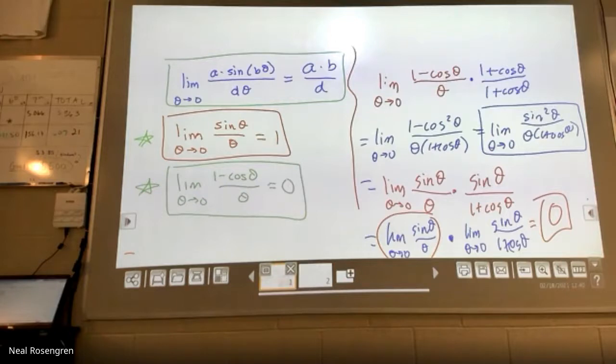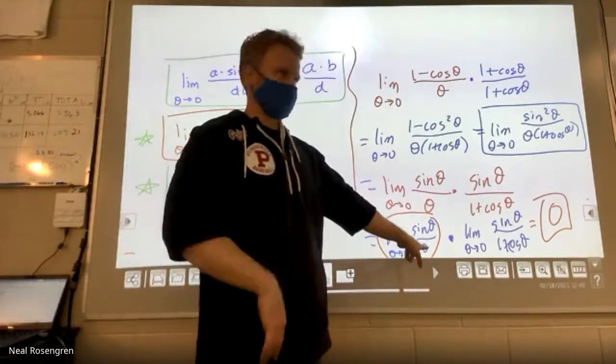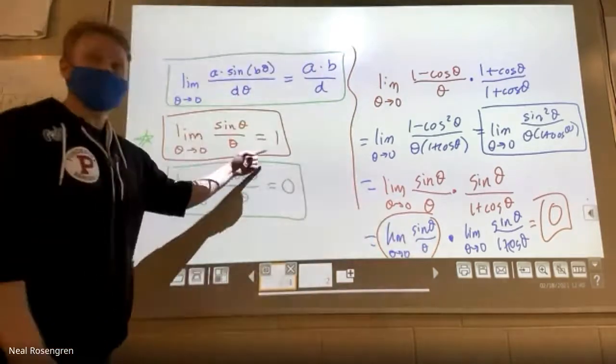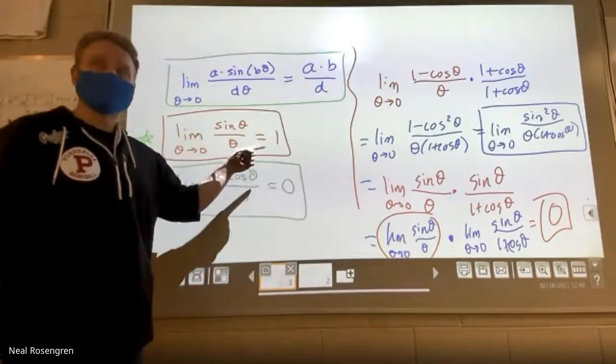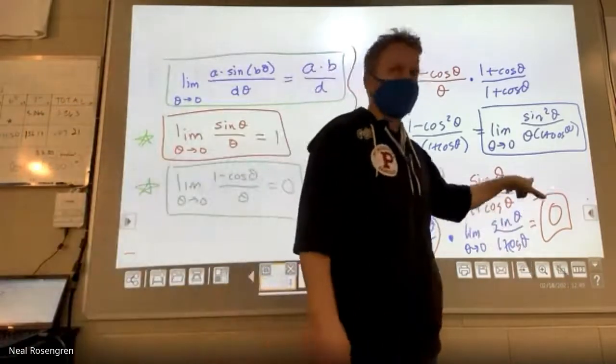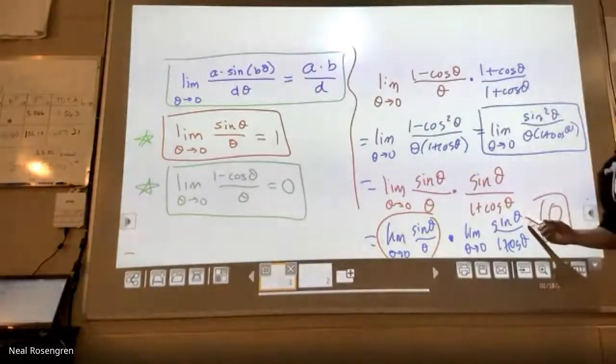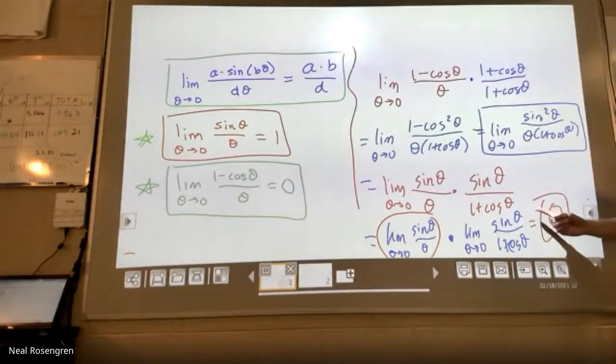Because then that limit right there is just 1. How do I know that? Because it's been proven and now I can use it. And with this one, I can just do direct substitution, right? Plug in 0. Okay, sine of 0 is 0, over 1 plus cosine of 0. Okay, so 1 plus 1. 0 over 2, 0.